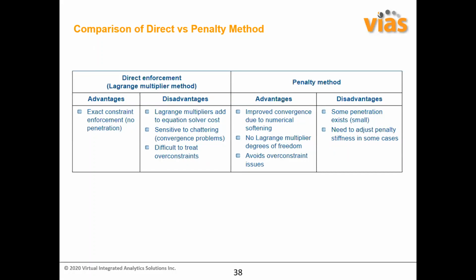Chattering means the surfaces are sliding from each other, and there might be multiple constraints on the surfaces, so this may lead to those problems. It is difficult to treat over constraints in this method. In the penalty method, on the other hand, you have improved convergence due to numerical softening. You also do not have Lagrange multiplier degrees of freedom, and it avoids the over constraint issues. But the disadvantage is that a small penetration exists, so you may need to adjust the penalty stiffness in some cases for this method to work.